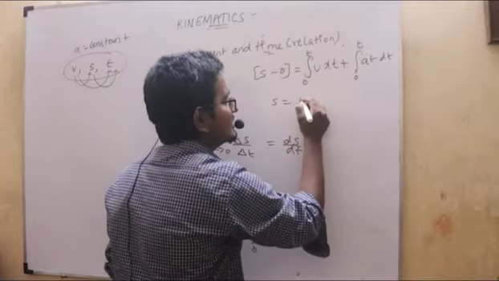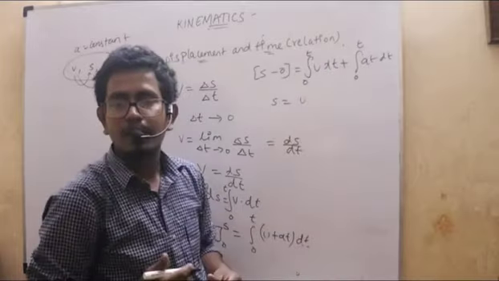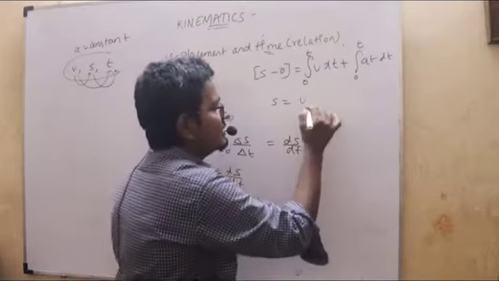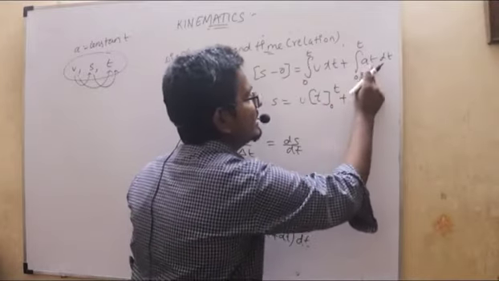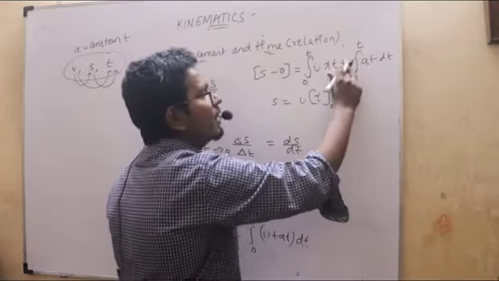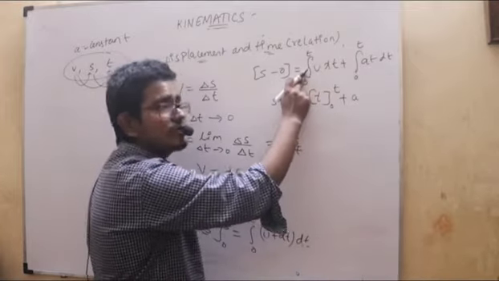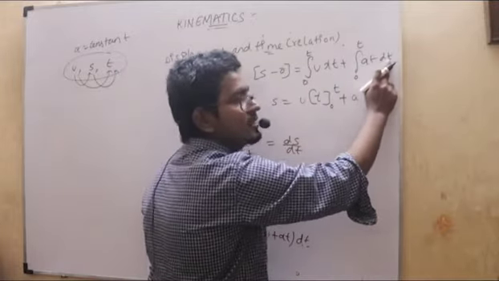I am just writing it as u. What is the integral of dt? After integration of dt I will get t, with lower limit 0 and upper limit t. Then at: a is constant, u is constant, I am bringing them out of the integration, leaving the integral of t into dt.